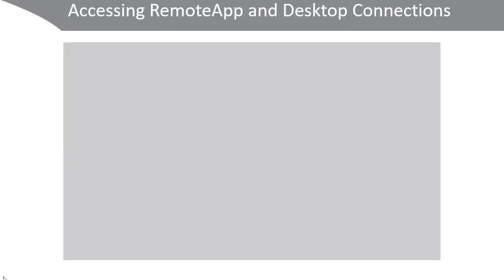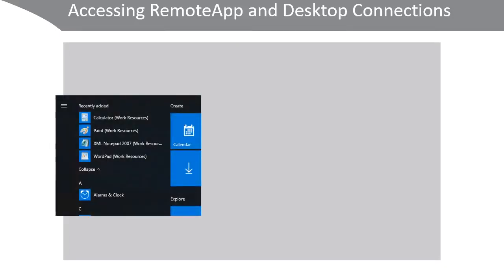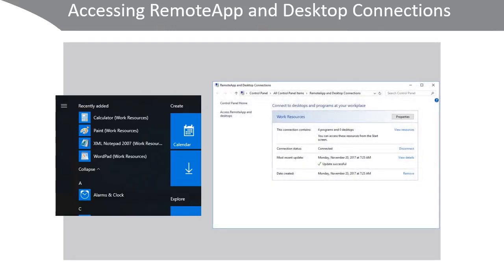To access Remote App and Desktop Connections, click Start, and you should see, under Recently Added, with the suffix of Work Resources, all of the Remote App apps. In Control Panel, under Remote App and Desktop Connections, you can also take a look at the connections. You can see that you're connected, you can see that they've been updated, you can see the date they were created, and you can reconfigure the work resources that are listed.